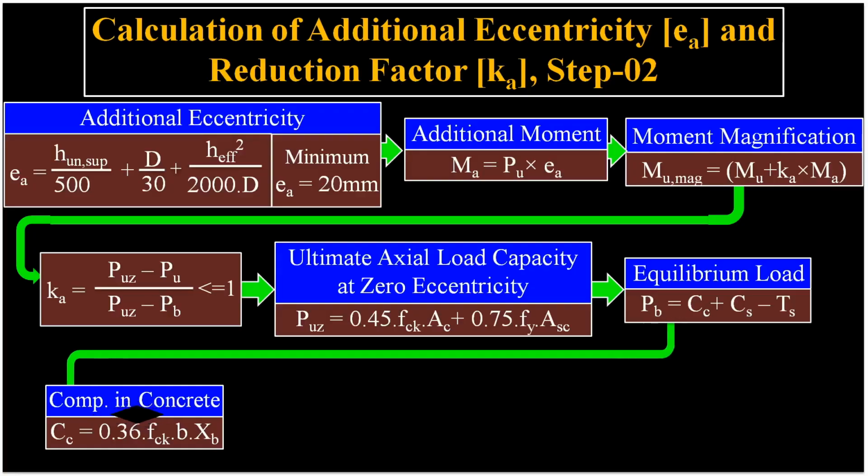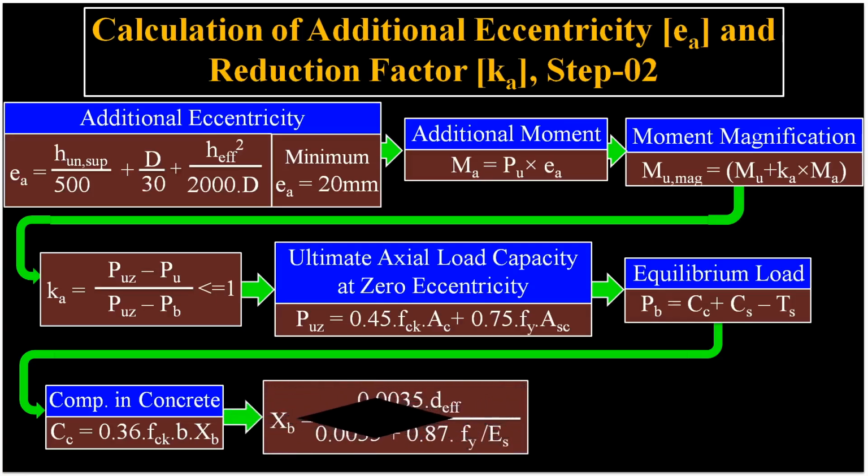Compression in concrete, CC. Next, formula for compression in concrete, due to stress block. And the formula is, CC equals 0.36 times FCK, times B times XB. Here, XB is the maximum distance of neutral axis from extreme edge of the column.